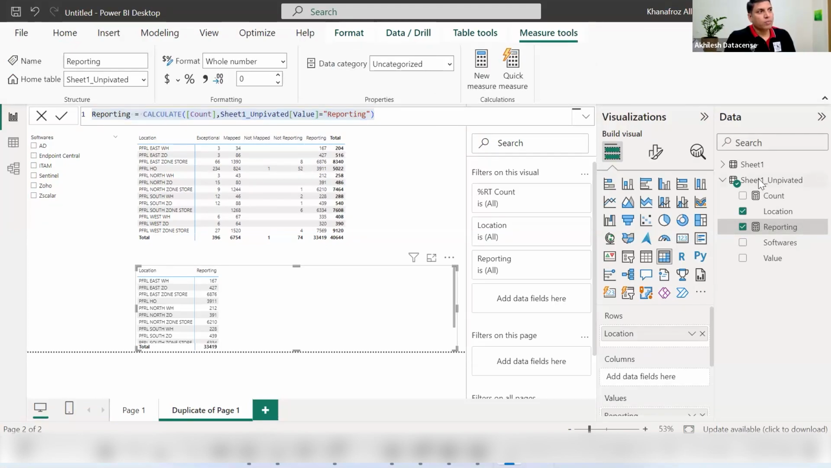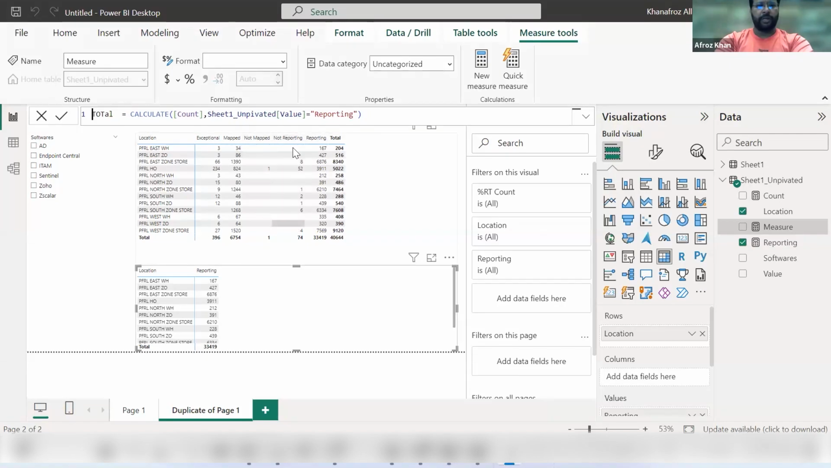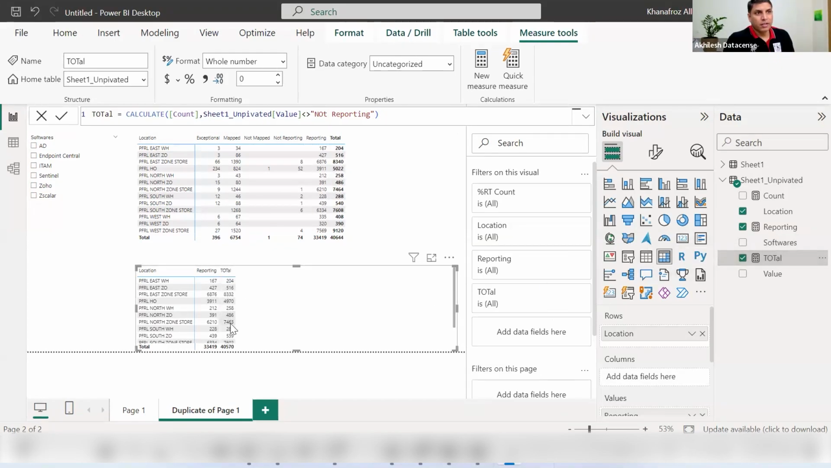Now I will use the same method once more. Control C, then Control V for one more measure. The name of this measure is total, because to get the percentage we need the total, right? What was the definition of total? It was everything but not reporting. So I will say, please count when value is not equal to not reporting. That means it will include exceptional, mapped, not mapped, reporting, everything. Only this one column will not be included. And when I press enter, that's my total. So this is also coming in my report. The total has come. You can see there was no reporting, so it is the same 167 and 204.